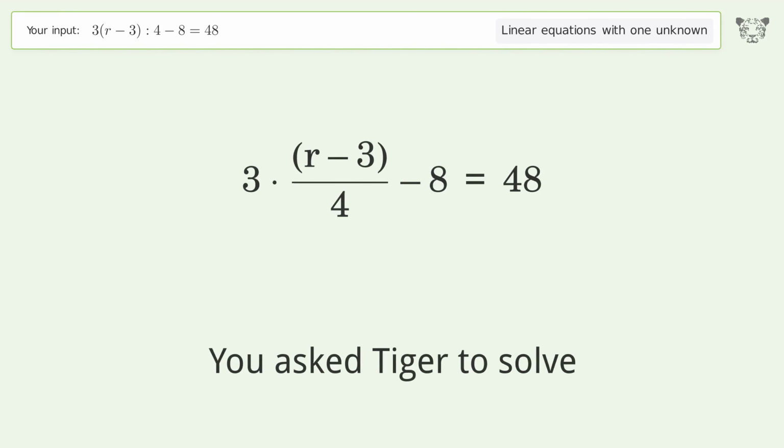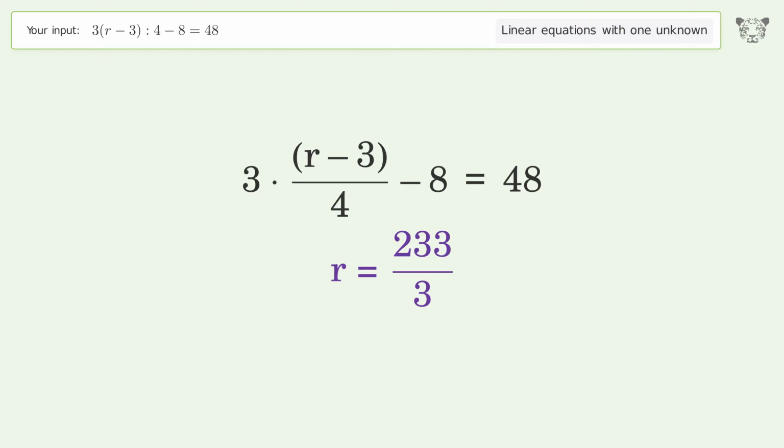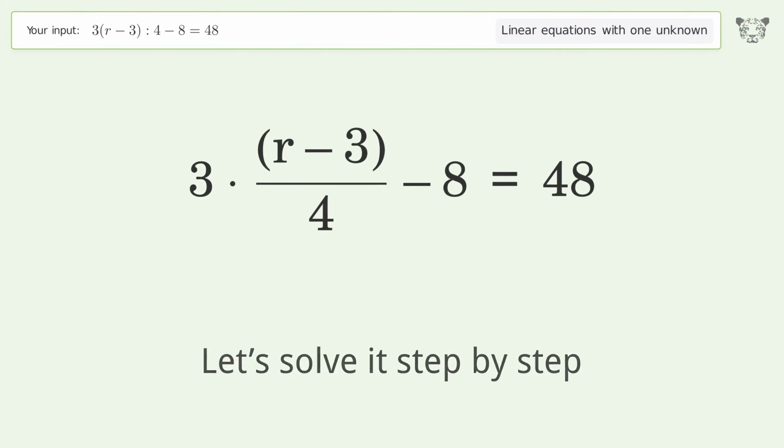You ask Tiger to solve. This deals with linear equations with one unknown. The final result is r equals 233/3. Let's solve it step by step.